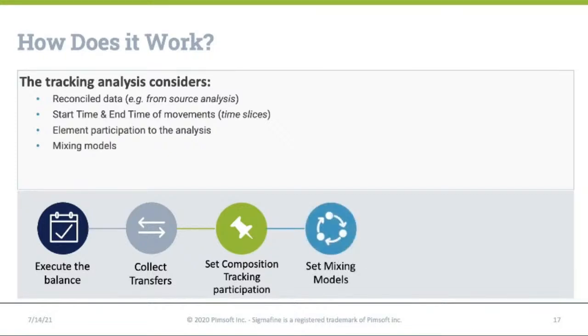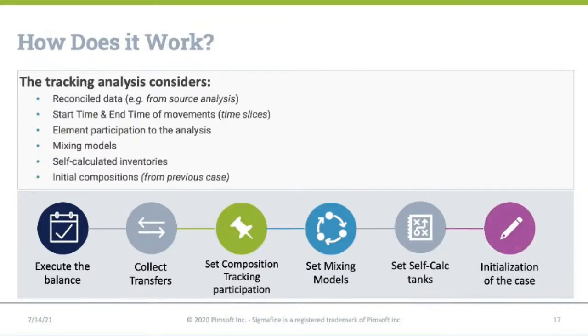In order to calculate the composition of the tank, flows and the movements, the algorithm considers the way how the materials are mixed in each inventory. In case of inventories that are not directly measured, as this information is not always available, Sigmafine can calculate the inventory based on surrounding measurements, and then tracking analysis based on the results can calculate the material composition. And finally, the algorithm considers the history of the stage. Initial composition of the current day can automatically be taken from the previous day.